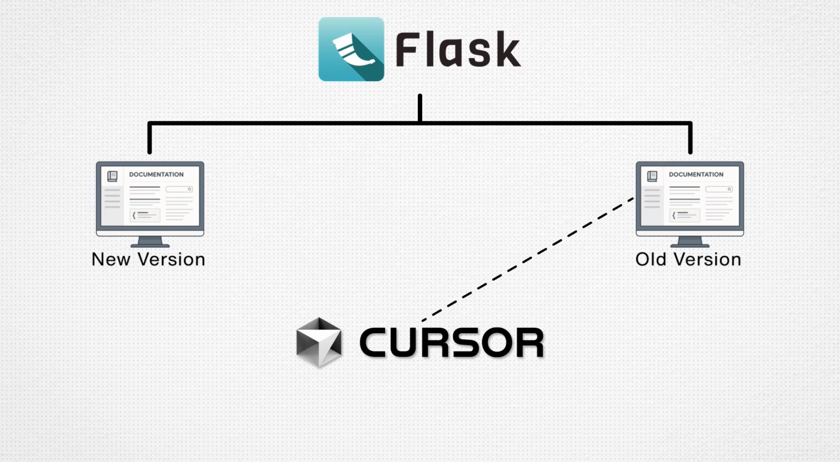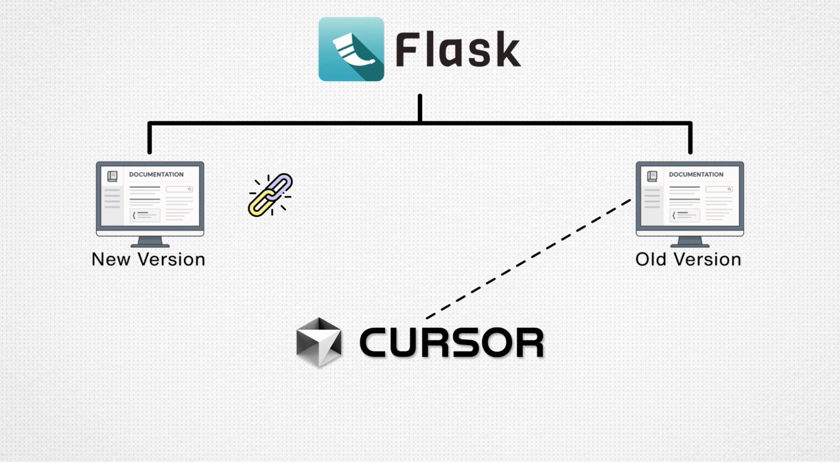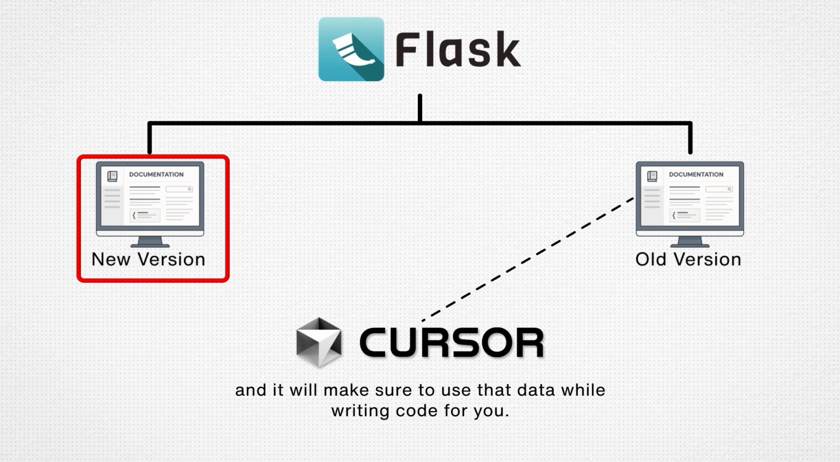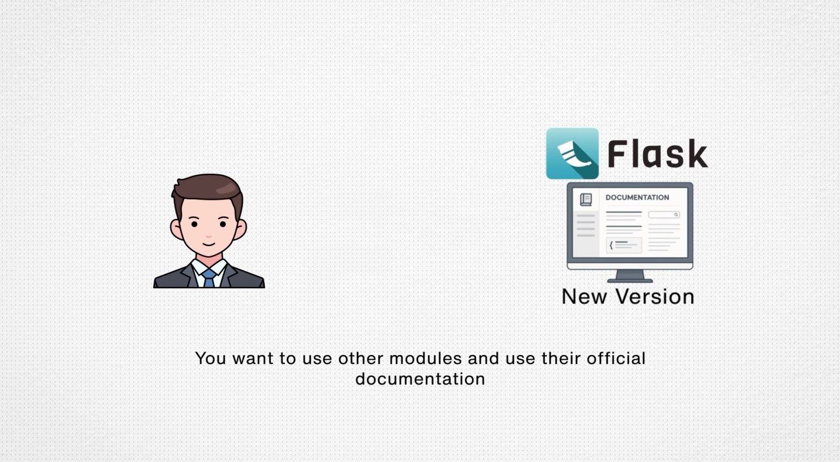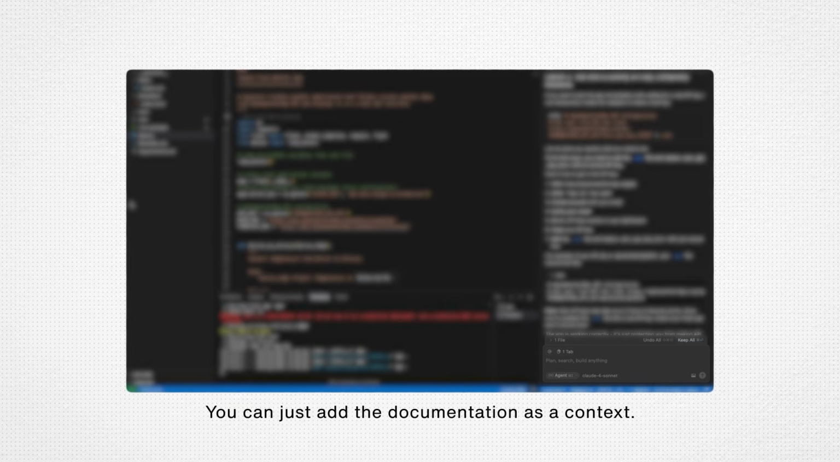So, in order to counter that problem, what we need to do is give the official documentation link to Cursor, and it will make sure to use that data while writing code for you. Let's say you want to use the up to date Flask, or other modules and their official documentation. You just need to add the documentation in here. And when you're asking it questions or asking the agent to do things for you, you can just add the documentation as a context. So let's just explore that.